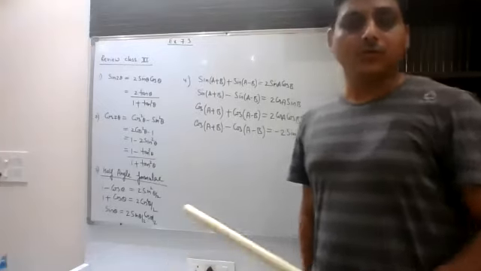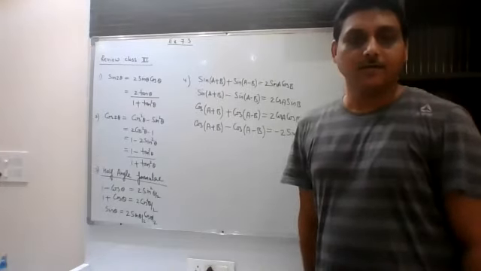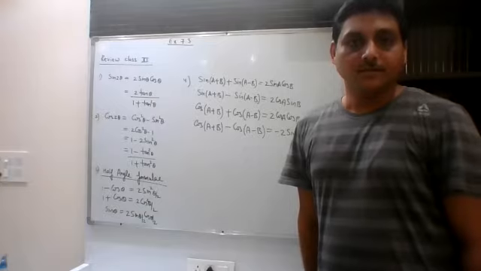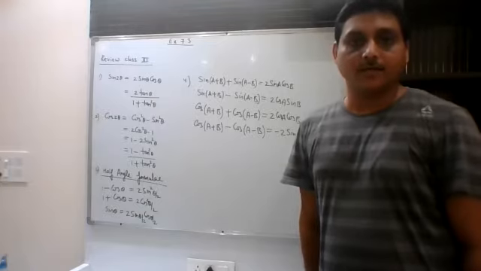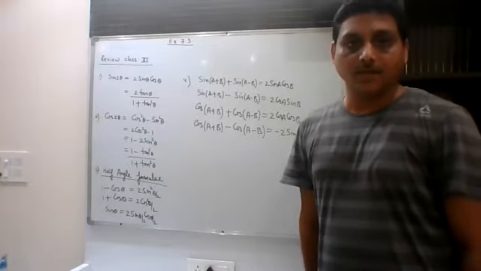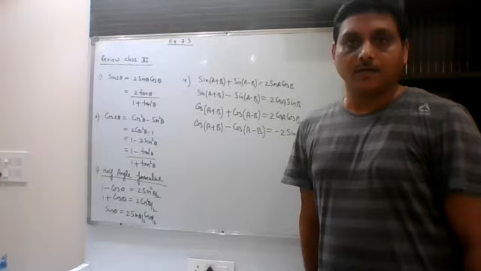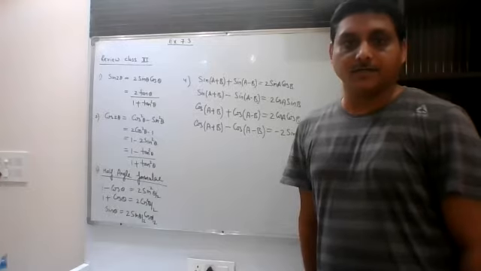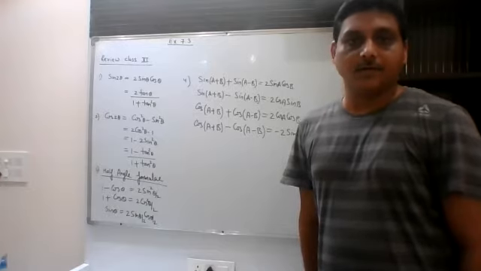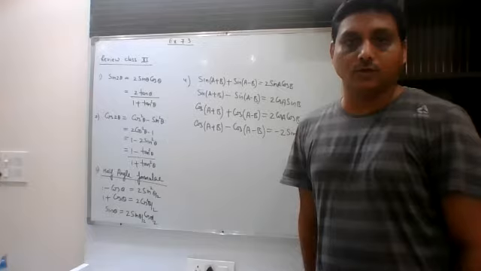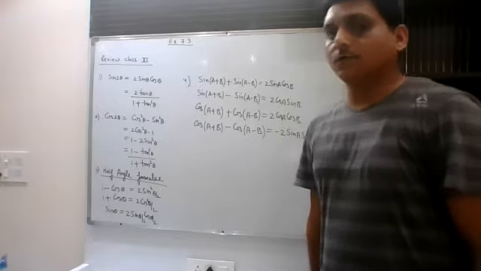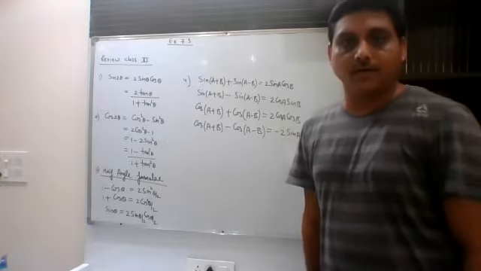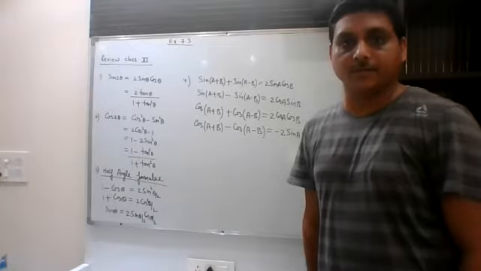Namaskar everyone. In the previous class we had done the integration by substitution method. Now in 7.3 we will come across expressions where we will use trigonometric identities to solve questions. First, let me recall what we had done in class 11th trigonometry. Then we will start with this exercise 7.3.